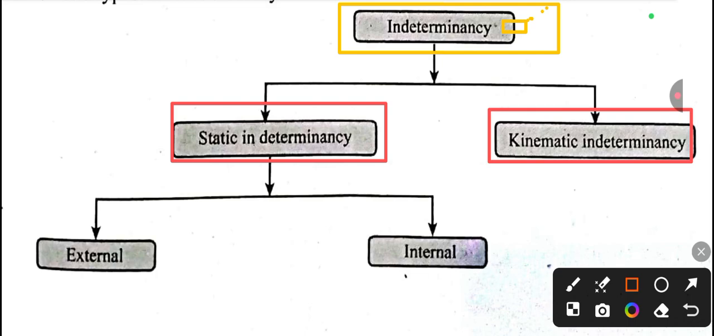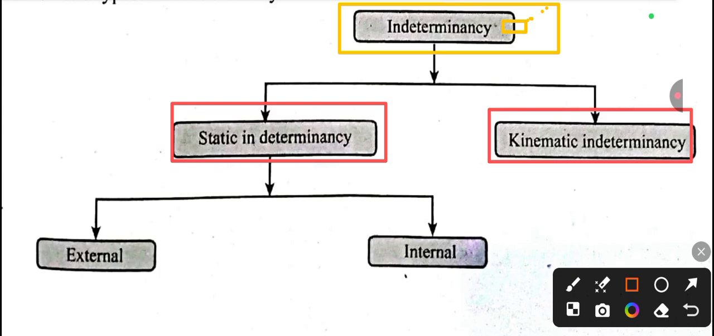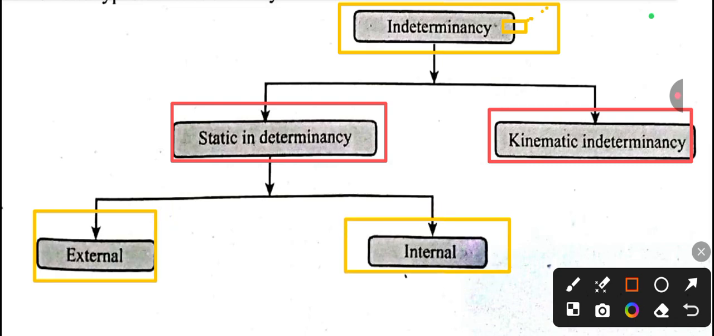So this one is the first type and another one is the second type. The types of static indeterminacy are external and internal. So these are the basic types of indeterminacy in case of indeterminate structure. As you see, indeterminate structure is static and kinematic, and in static it is internal and external. So these are the basic concepts of indeterminacy.